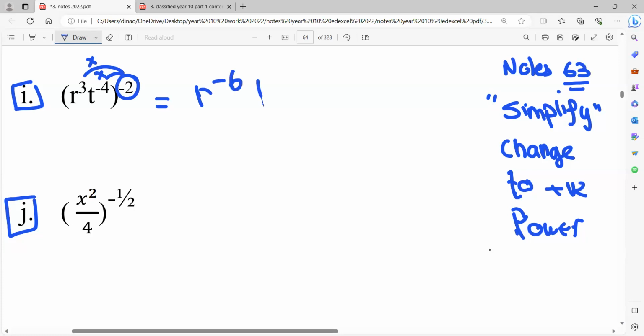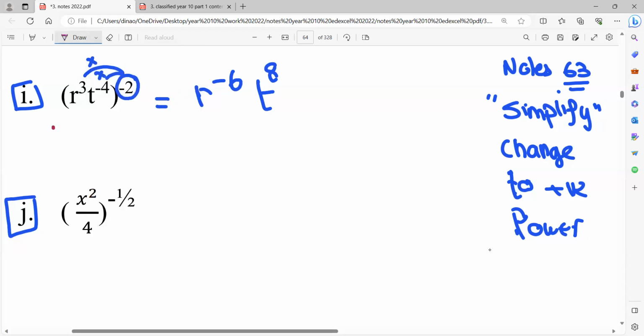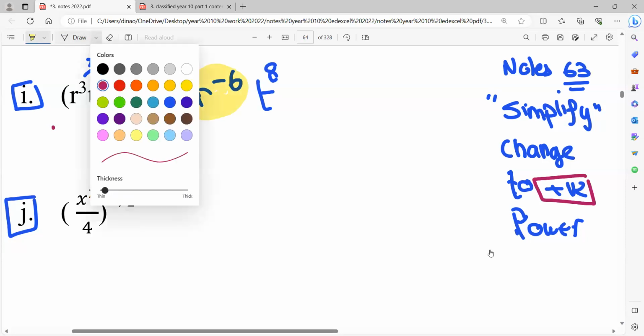And then the t, multiply the powers of the t: -2 times -4 is +8. Now, if you get a question like this in an exam and you keep it at this stage, it will be completely correct. But you need to understand how to change to positive if I wish to. Your concern is always with the letters that have negative powers. I don't have an issue with the t. I have an issue with the r.